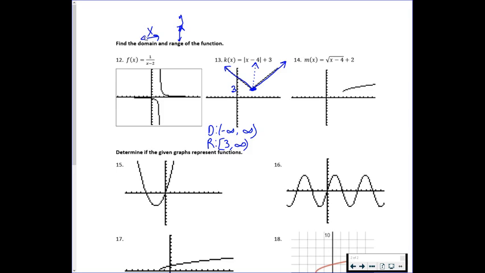Let's go to 14. Again, domain and range. Domain, how far left, how far right. How far left my graph goes is right here.